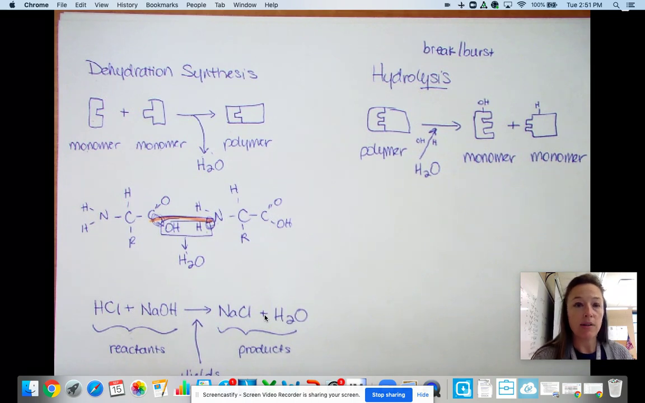For compare, these are both chemical reactions. They both involve reactants and products. They both involve water. They both involve monomers and polymers. So there's a lot of little similarities there as well.